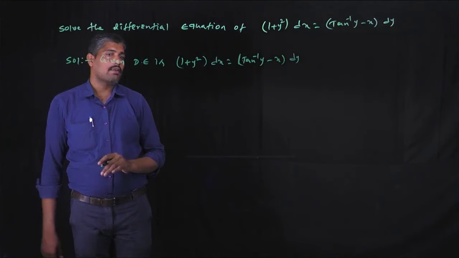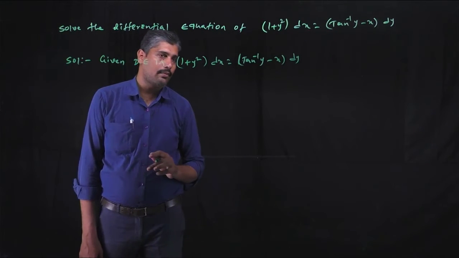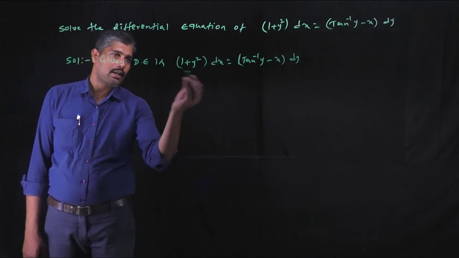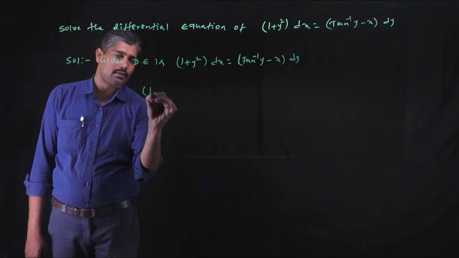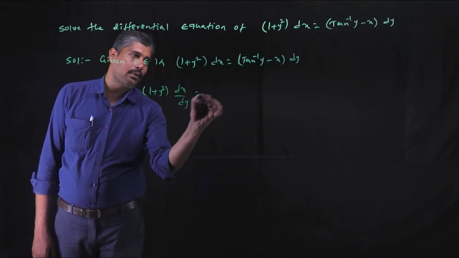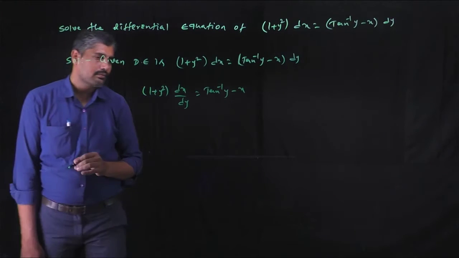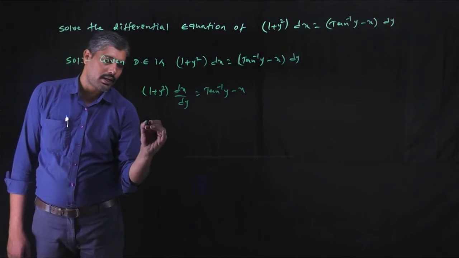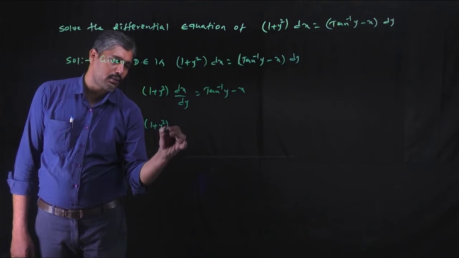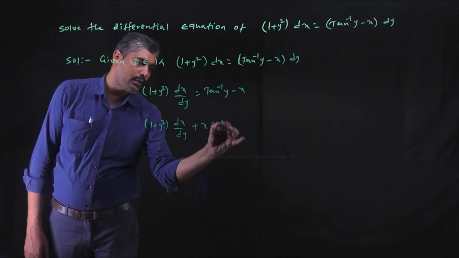Right? We are not converting into dy by dx form. Why? Here the y term is not there. That's why we are converting into dx by dy form. That is 1 plus y square into dx by dy equals tan inverse of y minus x. Take x to the left side, that is 1 plus y square into dx by dy plus x equals tan inverse of y.